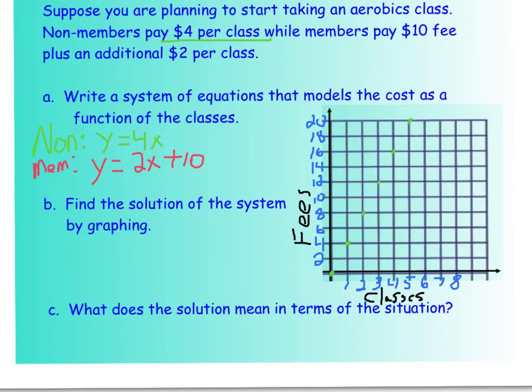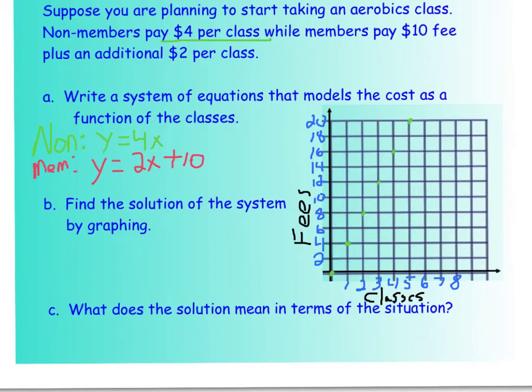And I started by graphing the green equation for non-members. So they pay 0. If they take 0 classes, they pay 0. But if they take 1 class, they pay 4. Notice this is discrete data. I did not connect these because you can't take half a class.